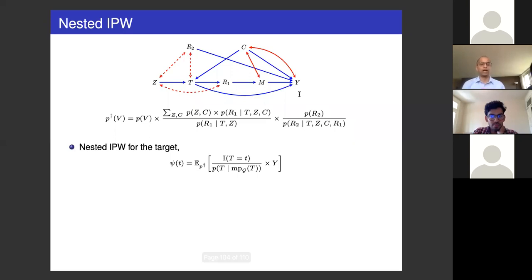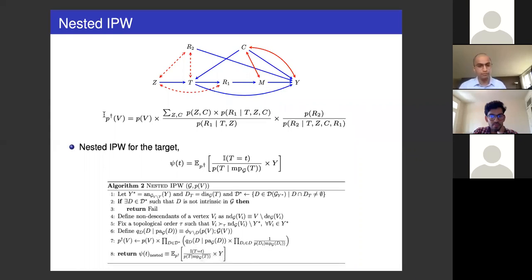Once we have this P dagger, T looks a-fixable now because you've essentially deleted all these bidirected edges. Then you can get a simple nested IPW for the target, where it looks very much like IPW. You use a propensity score for T given its Markov pillow. However, you take expectation with respect to this P dagger over here, as opposed to the original distribution P.